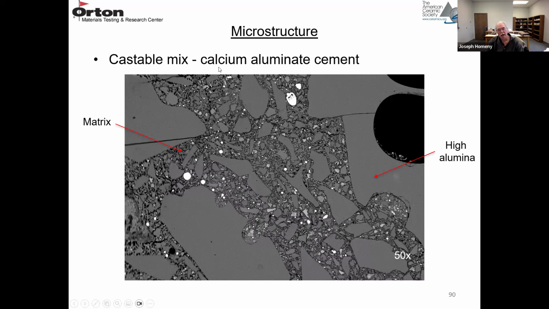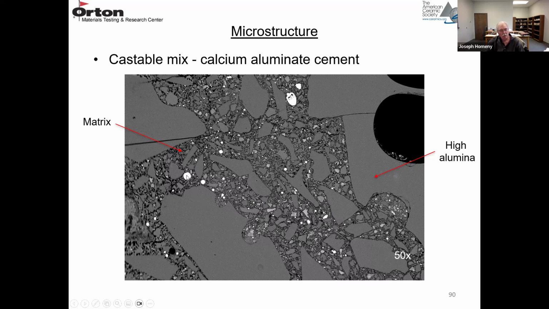So this is a calcium aluminate cement material. The gray angular type regions are a crushed high alumina. And you can see they're fully dense, so they're probably a fused cast alumina. So here's a coarse material, here's some porosity, and then you can see the finer materials in the matrix. And then between these alumina fines is the matrix where the calcium aluminate cement is.